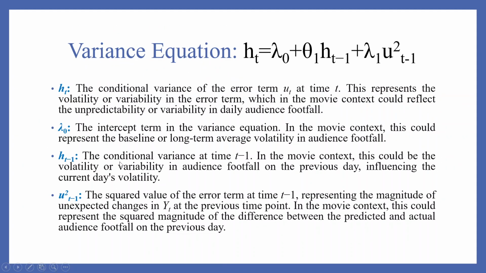Ht minus 1, this one. The conditional variance at time t minus 1. In the movie context, this could be the volatility or variability in audience footfall on the previous day, influencing the current day's volatility. U square t minus 1. The squared value of the error term at t minus 1, representing the magnitude of the unexpected changes in yt at the previous time point. In the movie context, this could represent the squared magnitude of the difference between the predicted and actual audience footfall on the previous day.